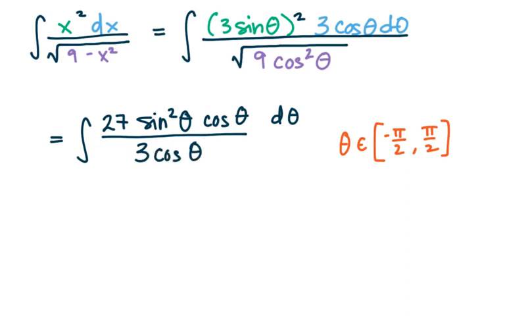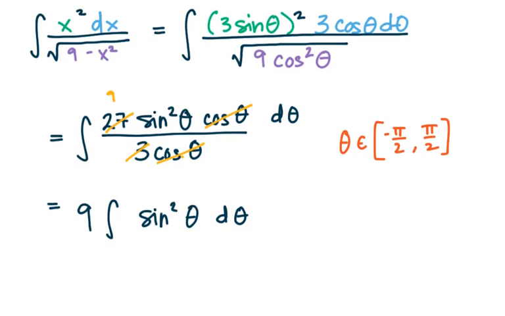So you'll notice we have some values that cancel. Cosine theta over cosine theta will go away, and 27 over 3 will become 9. So this is 9 integral of sine squared theta d theta. So this is sine to an even power.